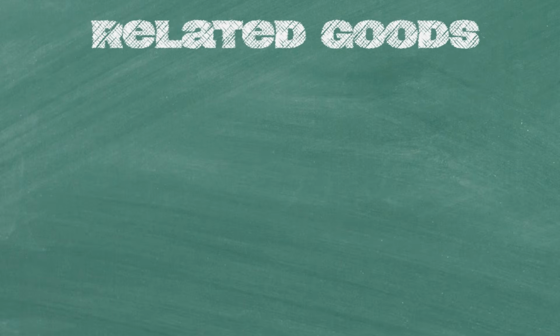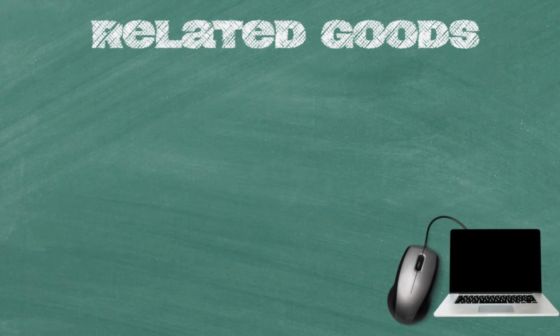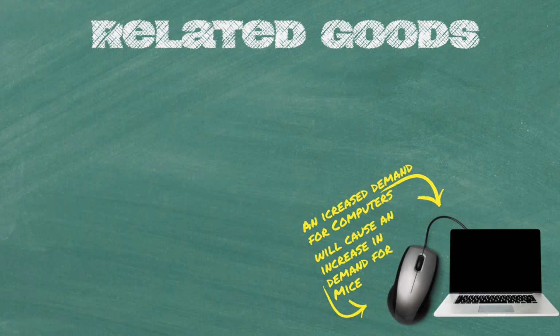The price of related goods is still a non-price determinant because it doesn't deal with the price of the good itself, but other goods related to that product. For example, think about a mouse. You only buy a mouse if you have a computer, right? By itself, the mouse is useless. So it makes sense that if the demand for computers increases, the demand for mice also increases. Two products like these that are often used together are called complementary products.